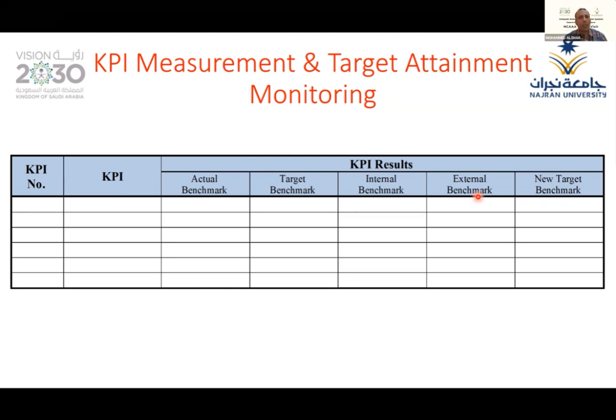Jazahum Allahu khayr, Dr. Abdullah Al-Abbas and Dr. Mohammed Mashhoor, they worked so hard. Finally, we got it. We got 2 external benchmarks, which we'll talk about now.